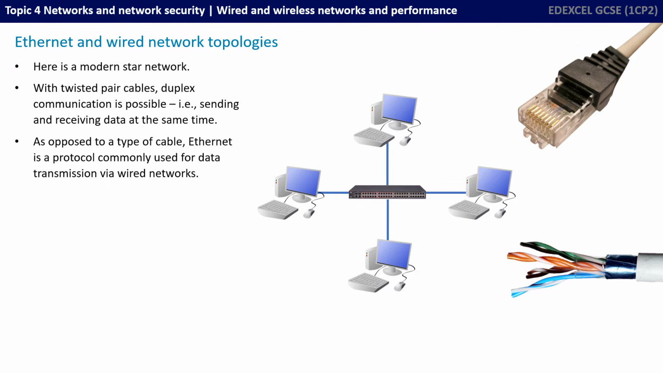So here's an example of a modern star network. With twisted pair cables, duplex communication is possible, in other words sending and receiving data at the same time. As opposed to a type of cable, Ethernet is actually a protocol that's commonly used for data transmission via a wired network.